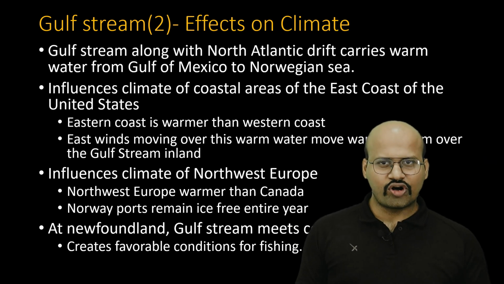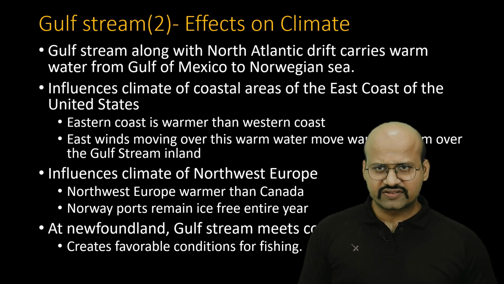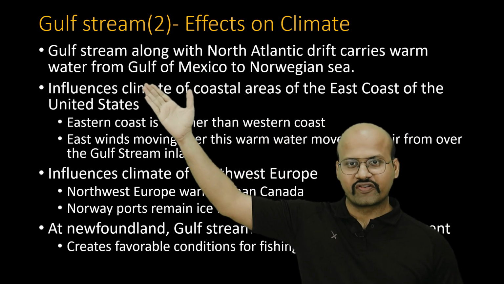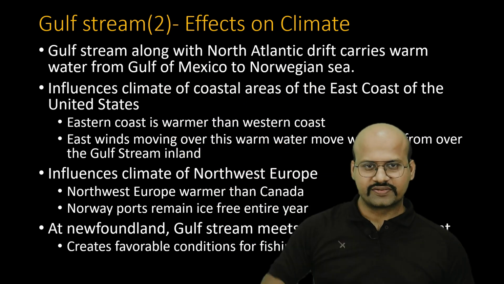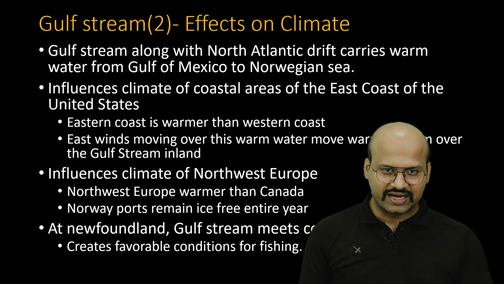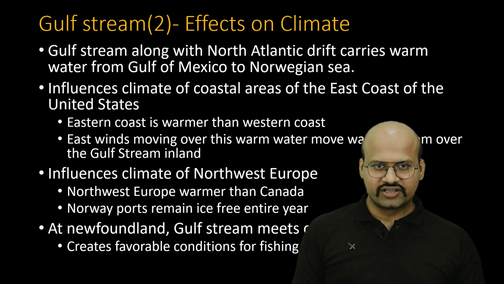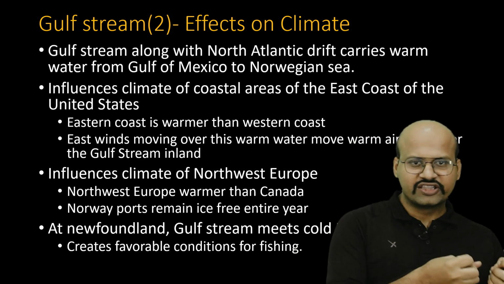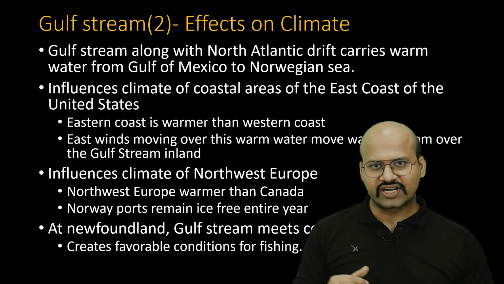Now, the Gulf Stream also has certain effects on the climates of the adjoining regions. The Gulf Stream along with the North Atlantic Drift carries warm water from the Gulf of Mexico to the Norwegian Sea. So we will see later that the equatorial water which was brought by this Gulf Stream is carried to the polar regions via this North Atlantic Drift.